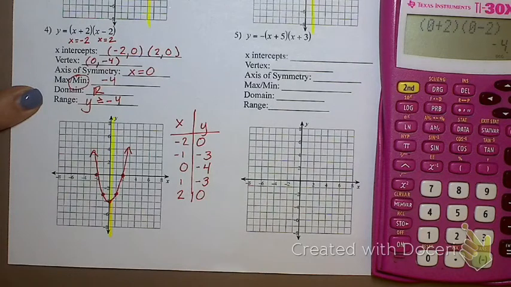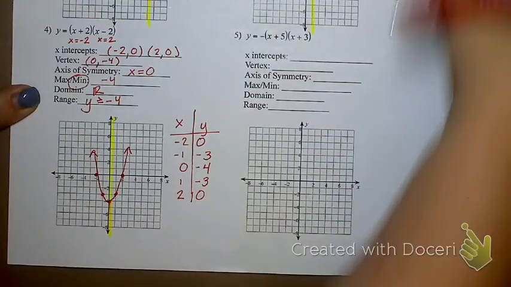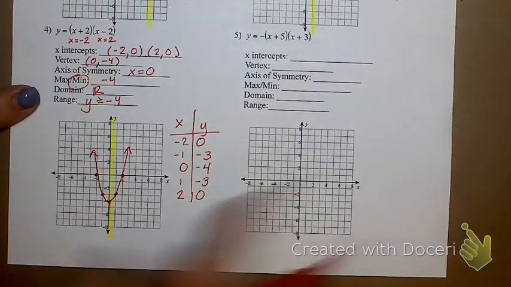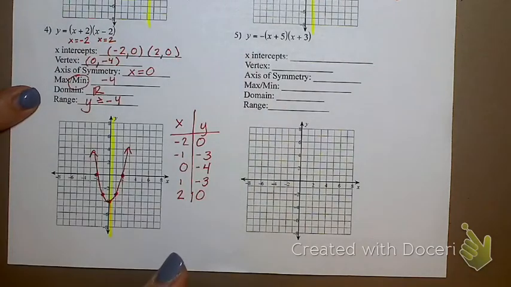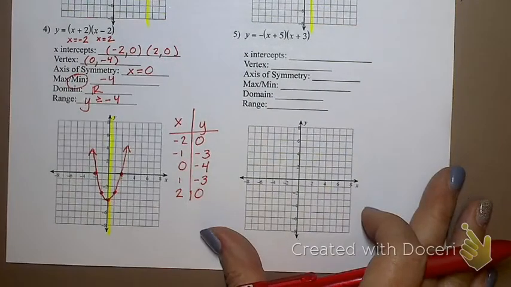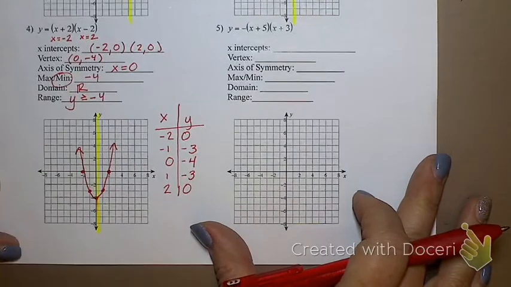That's it? That's like number 2. Mm-hmm. Will it always be greater than or equal to? If it's going up, yes. If it's going down, it'll be less than or equal to.